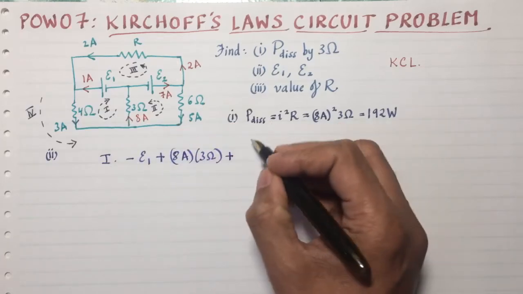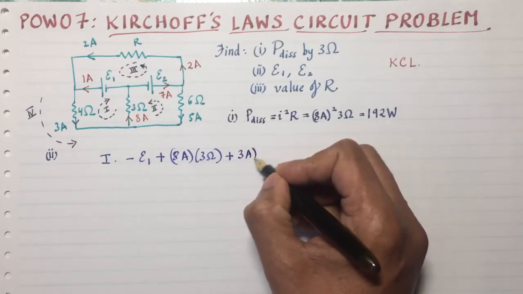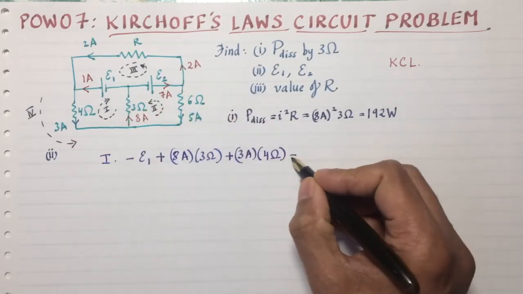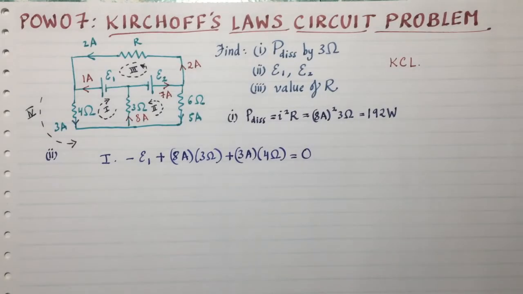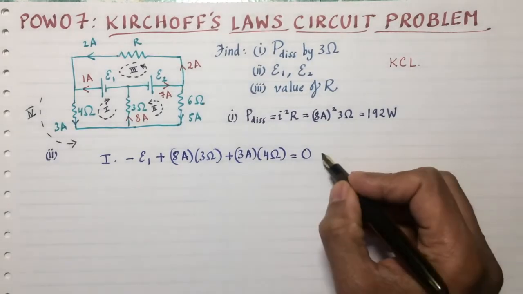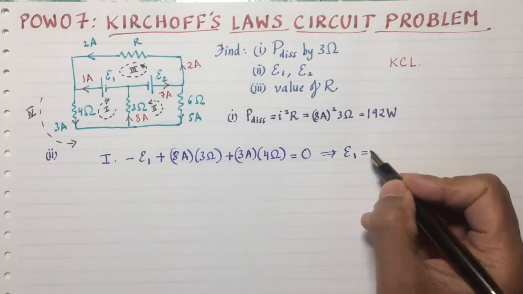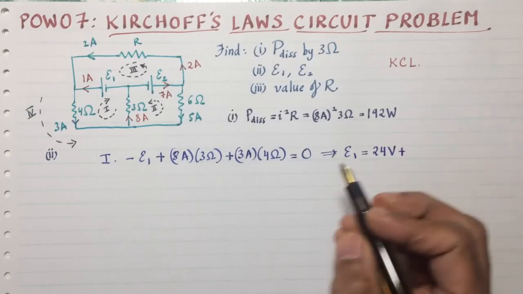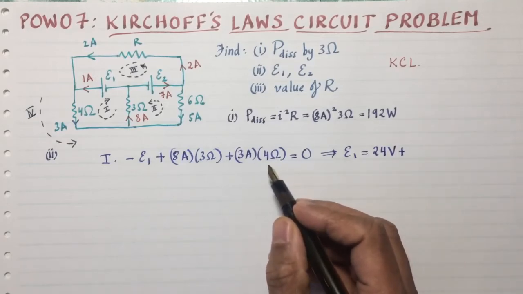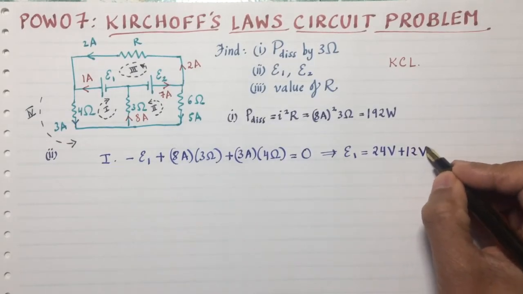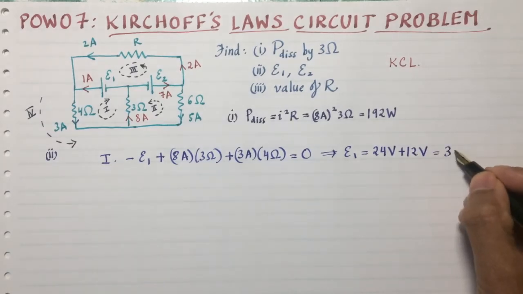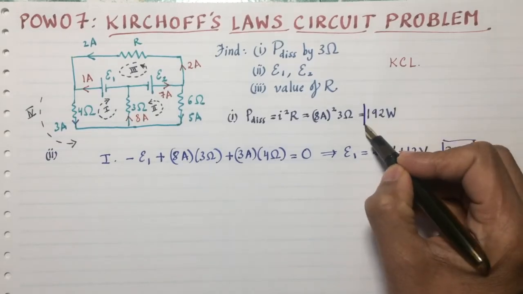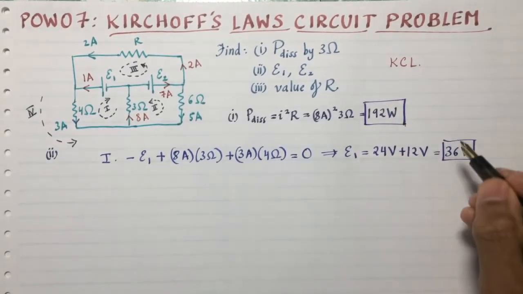So I get plus 3 amperes times 4 ohms must be equal to 0 because I end up where I started. Now that's a really nice thing because we can immediately find out what E1 is. E1 is equal to 8 times 3, which is 24 volts, plus 3 times 4, which is 12 volts, for a total of 36 volts. So we have found, let's box these answers up so we know that we're making progress.